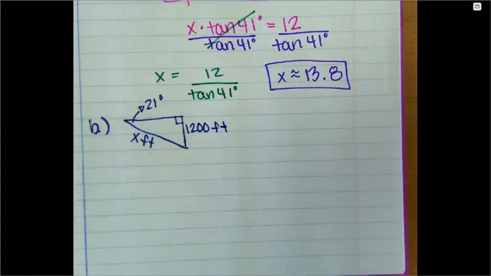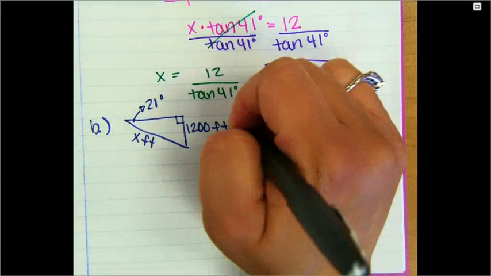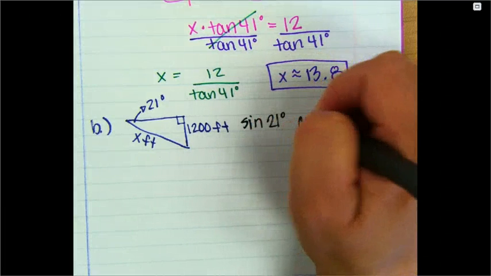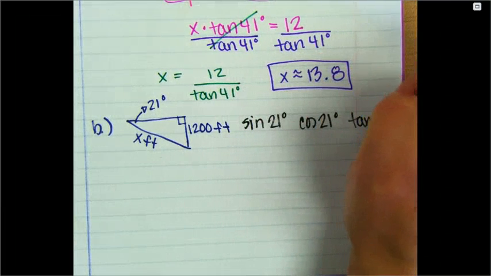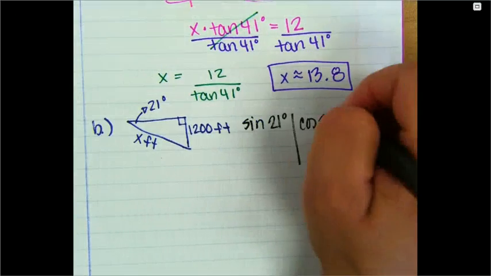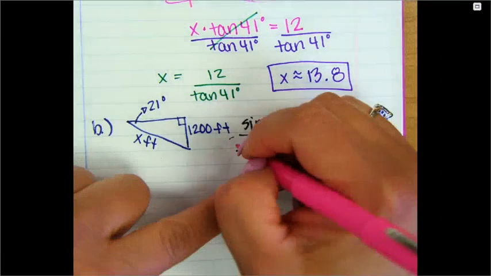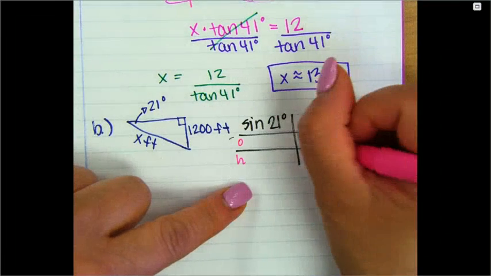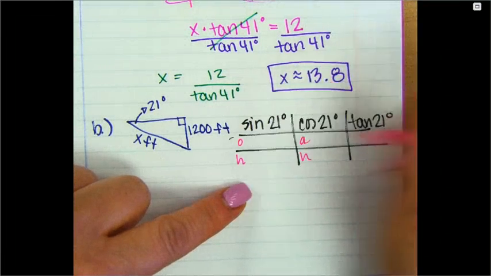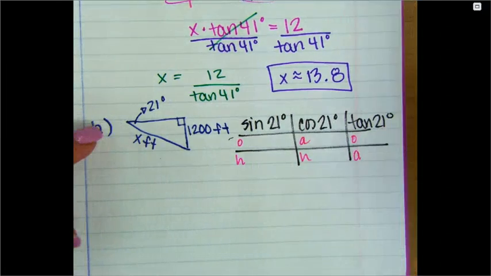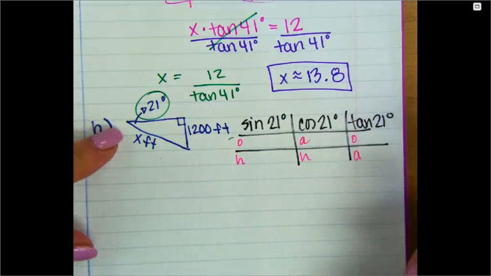All right, let's see if we set it up correctly. You have sine of what angle? 21 degrees. Cosine of 21 degrees and tangent of 21 degrees. Sine is opposite over hypotenuse. Cosine is what? And tangent? Adjacent. All right, so look in here. Here's my angle. We'll always label the hypotenuse.